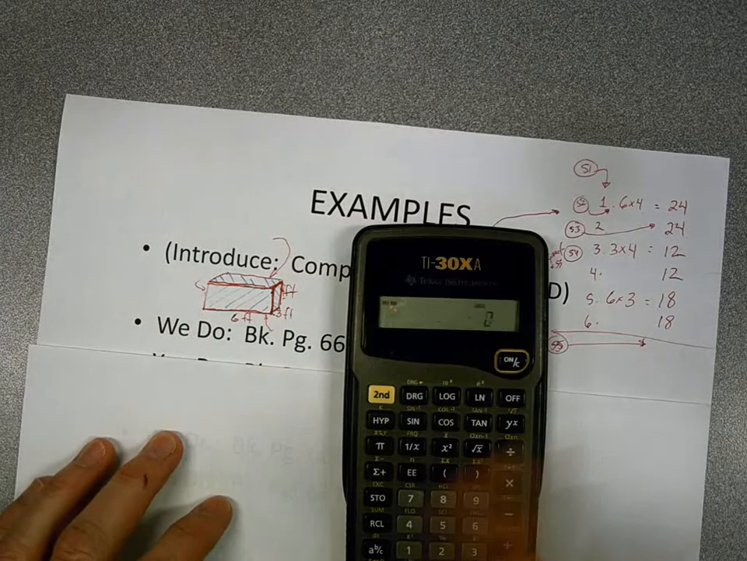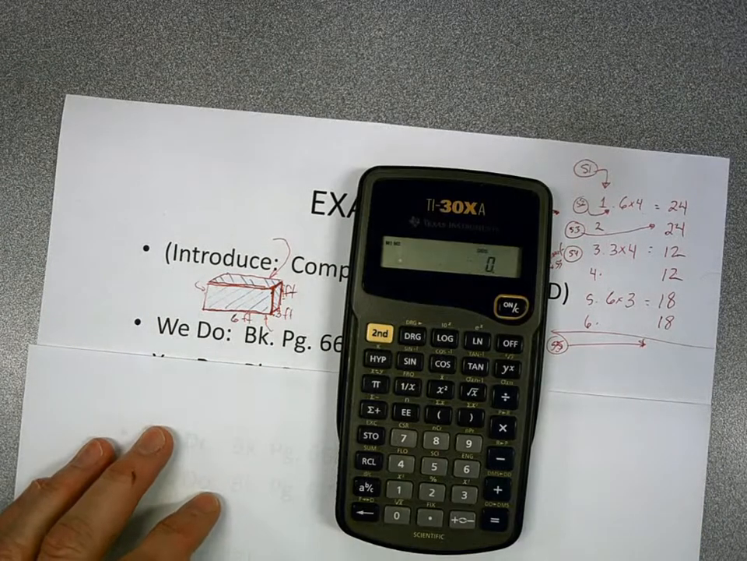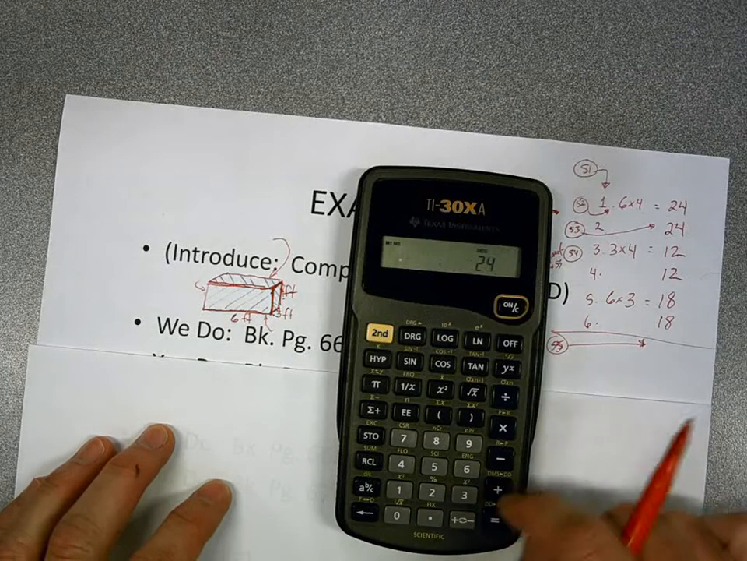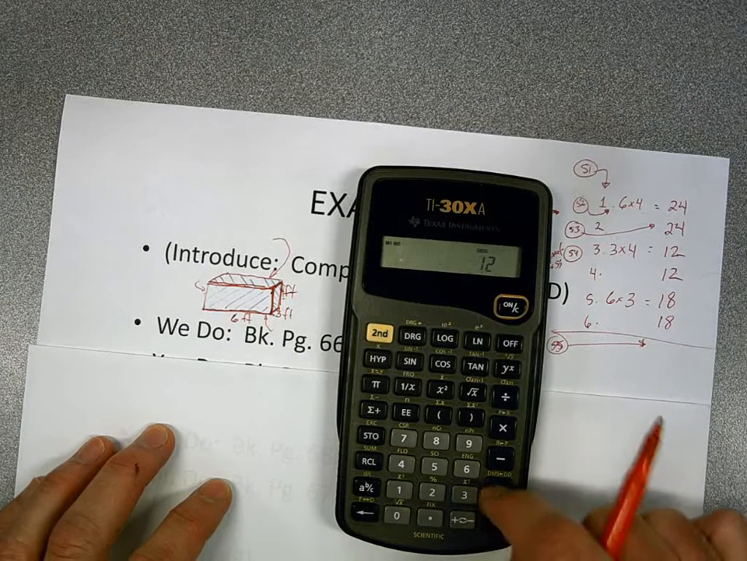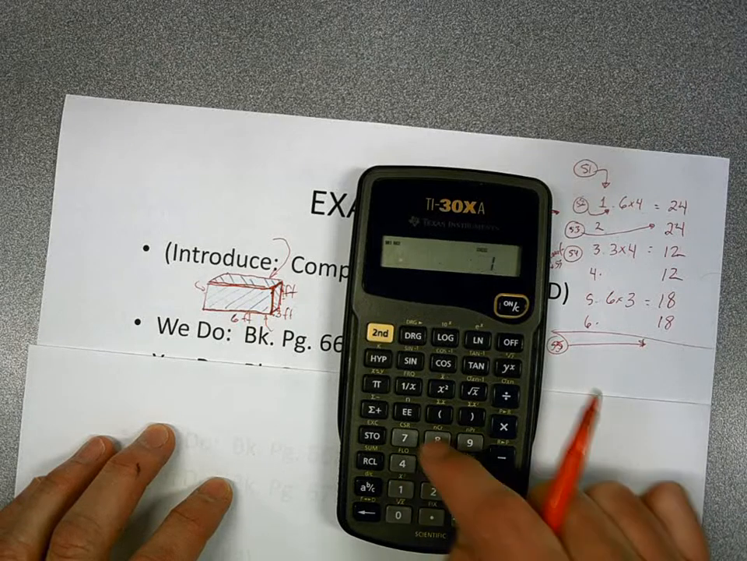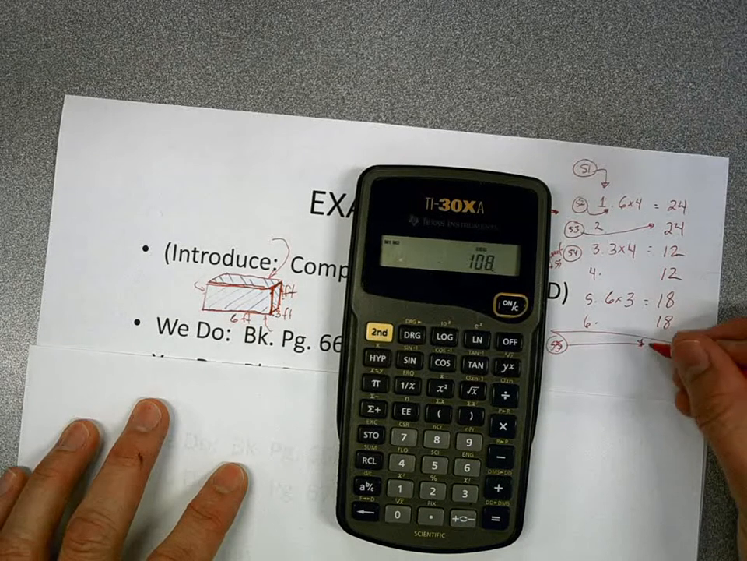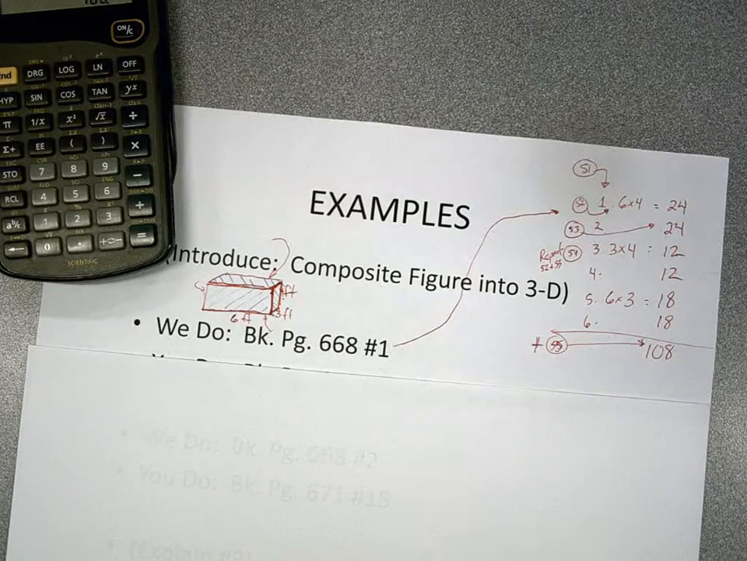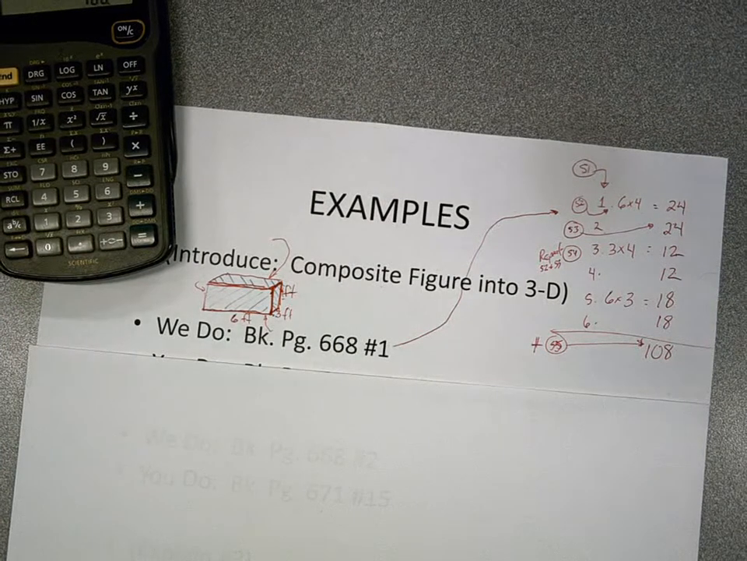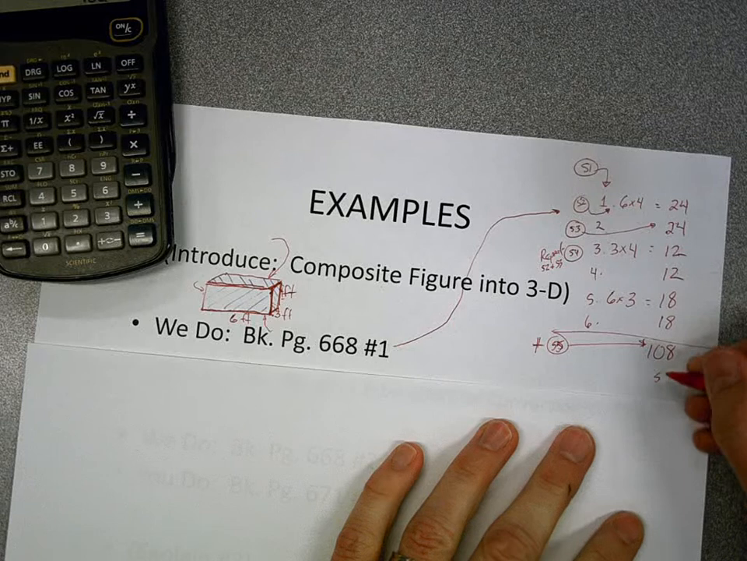Some of them you can do that. Some of them, of course, you're going to want to use a calculator. 24 plus 24 plus 12 plus 12 plus 18 plus 18 equals 108. And you guys know where I'm going with this. We'll call this step 6.